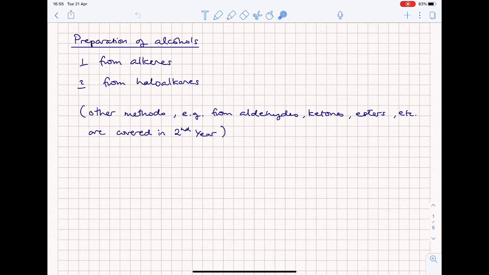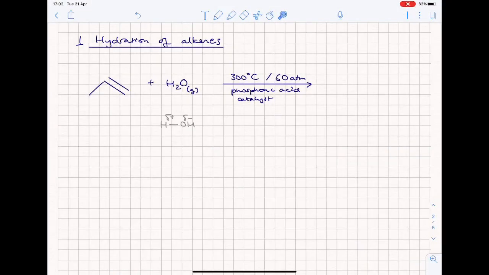We'll learn a bit about aldehydes and ketones later on when we look at the reactions of alcohols. But for now, to prepare alcohols, we just look at two of these reactions, one from alkenes and one from haloalkanes. You may remember when we did alkenes and we looked at the addition reactions of alkenes, one of the addition reactions was the hydration of alkenes.